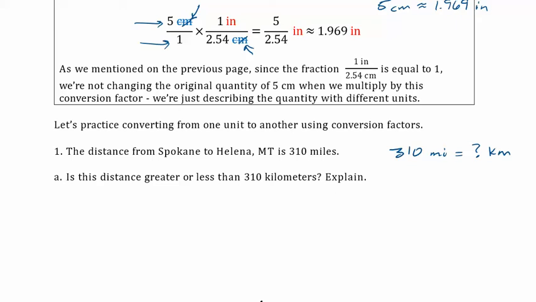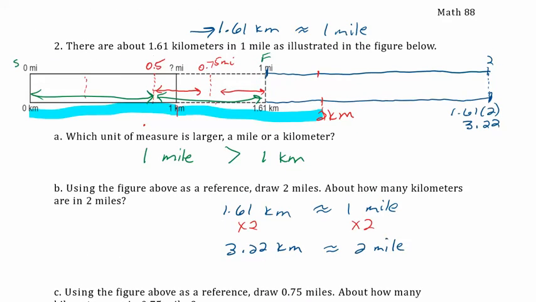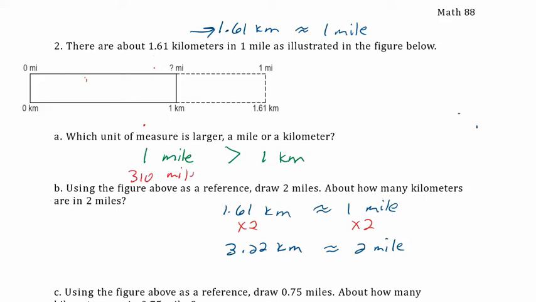Let's go back and look at our kilometers and miles. It's a little messy over here. Maybe I can erase some of this stuff that I drew so we can look at it. You remember which one is bigger, a mile or a kilometer? 1 mile is bigger than 1 kilometer. So certainly 310 miles is going to be more than 310 kilometers. 310 miles would be 310 of this distance. 310 kilometers would be 310 of that distance.